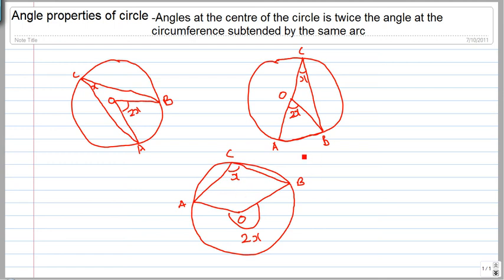So basically, in abbreviated form, we say: angle at center equals twice the angle at circumference. This is the reason that you write down once you spot this. You can write it like that in abbreviated form as your statement.